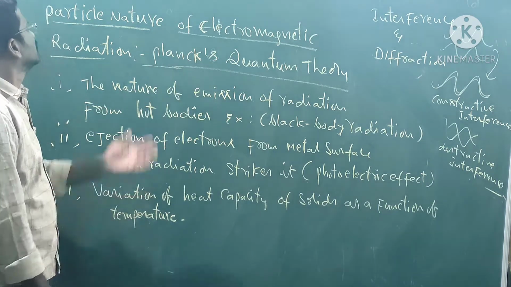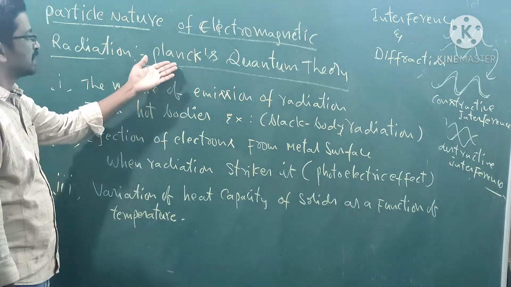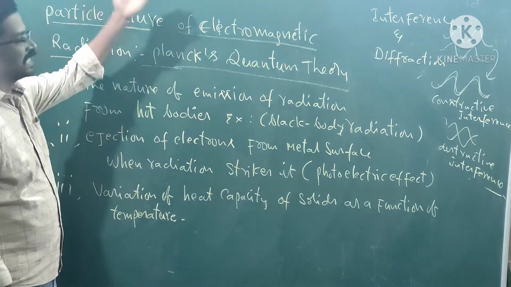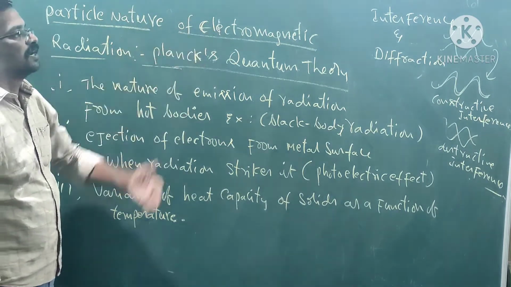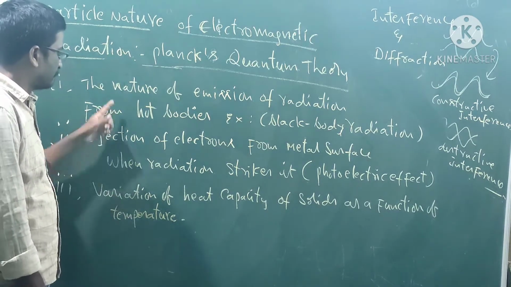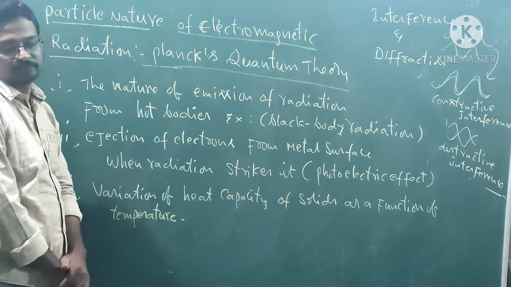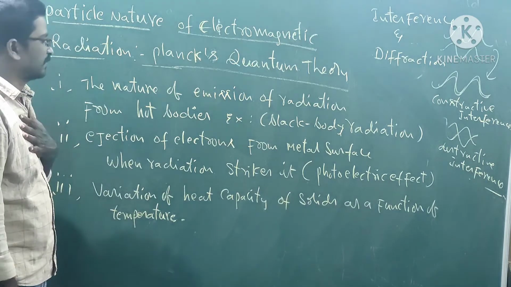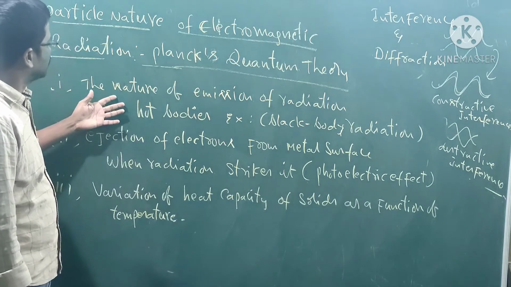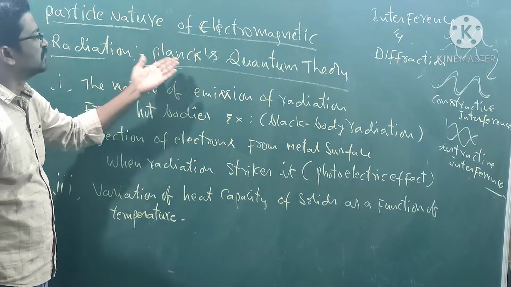Planck quantum theory is based on the particle nature of electromagnetic radiation. He succeeded in explaining these experiments, but the classical way, the wave nature of electromagnetic radiation, does not explain these experimental data. These experiments are explained by the particle nature of electromagnetic radiation introduced by Planck.